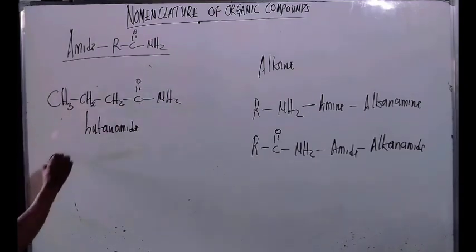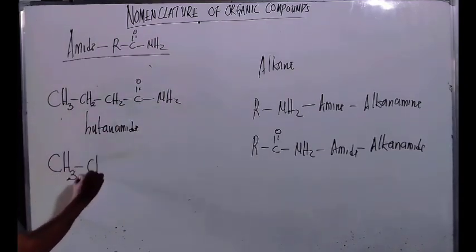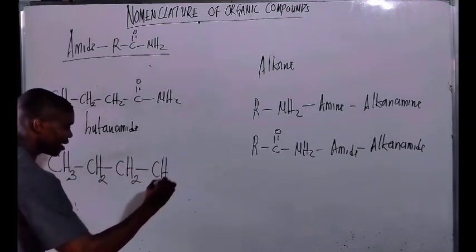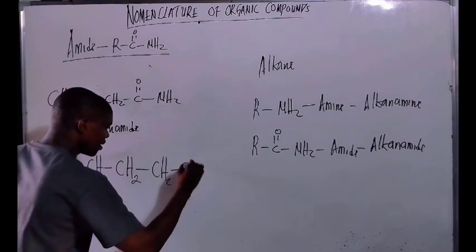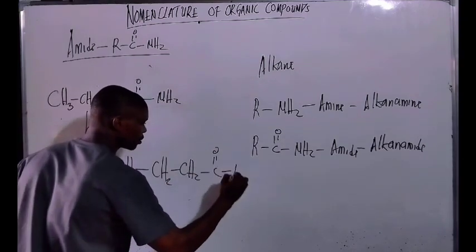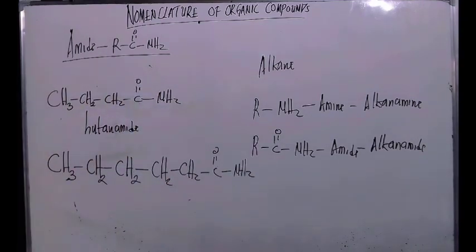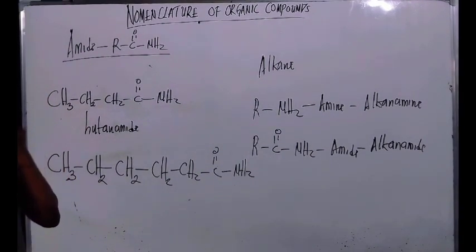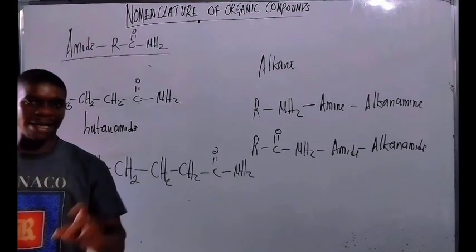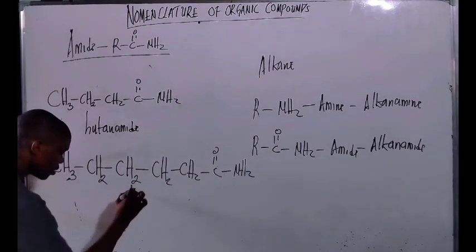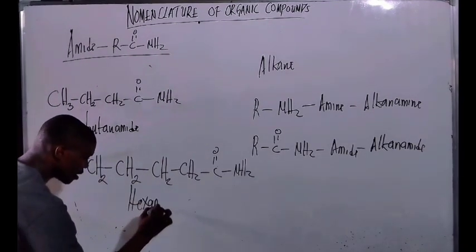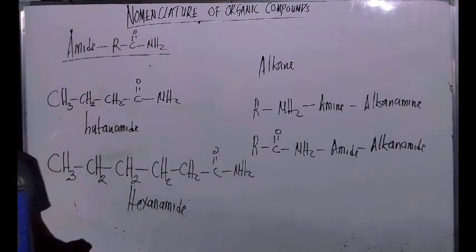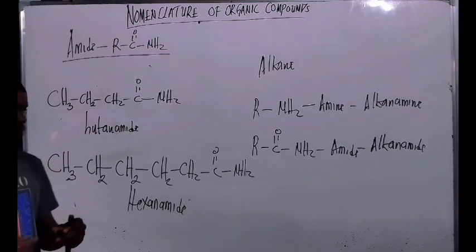If you also have something like this, CH3, CH2, CH2, CH2, CH2, we have this one here. What will be the name of this guy? 1, 2, 3, 4, 5, 6. It's called hexanamide. Do you understand? Hexanamide. So now let's start putting substituents here.